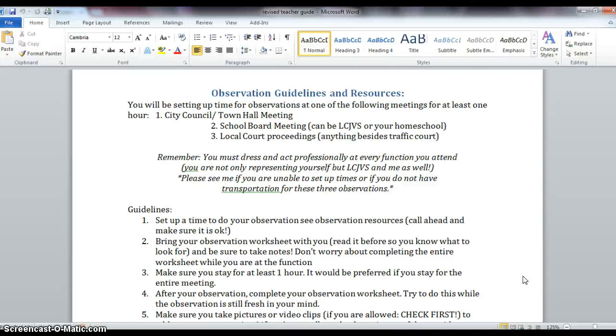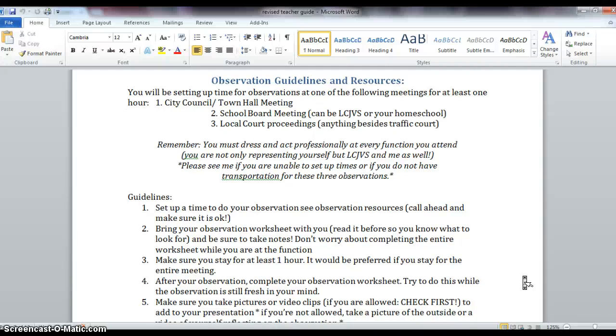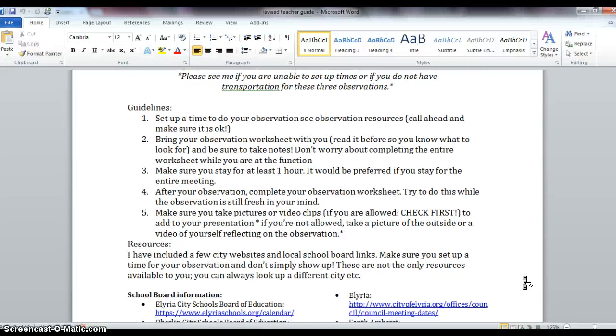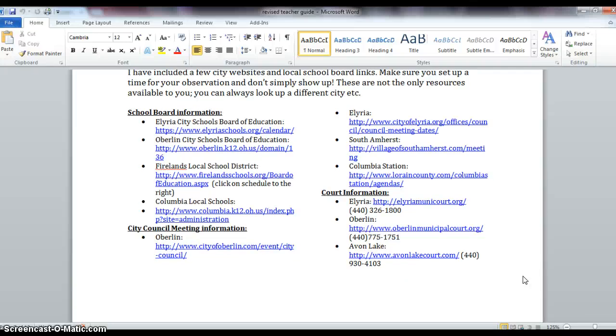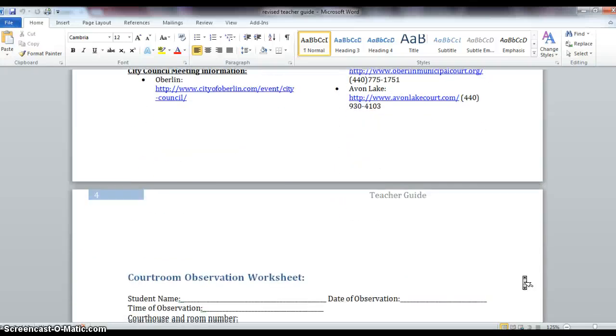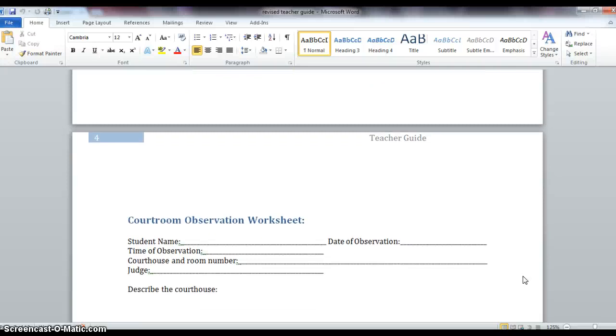I gave them an observation guideline and resources to set up their observations. Since they only were required to do one of the actual observations, I think I gave plenty of resources. I listed some different places where they could find information on when the meetings are held and things like that. So they just have to go through and schedule something.